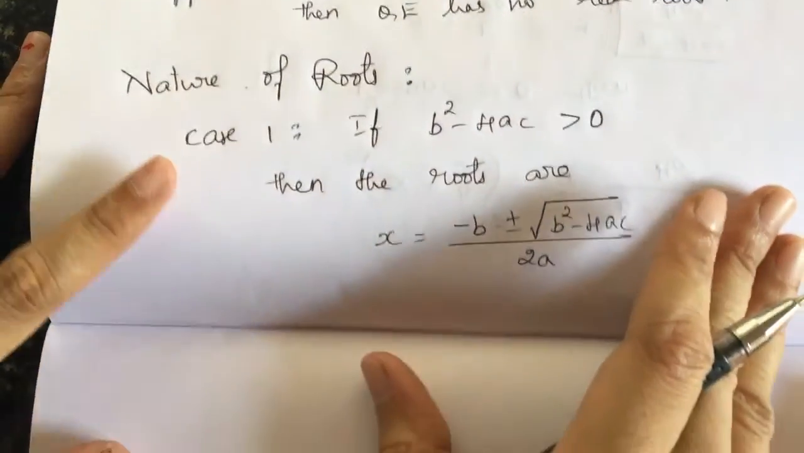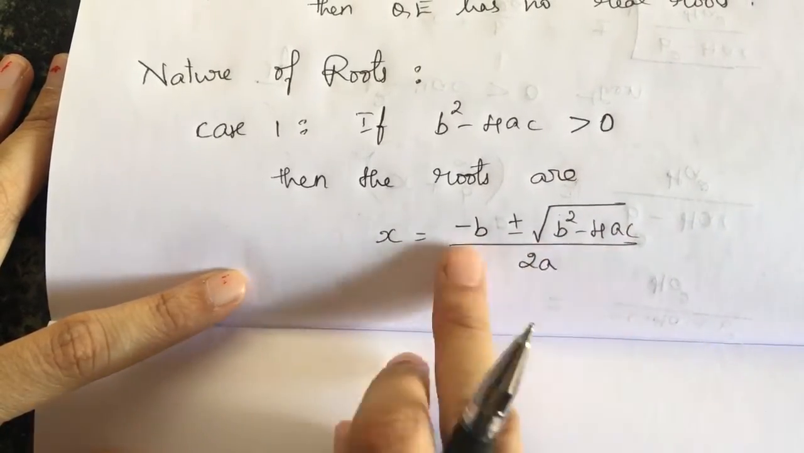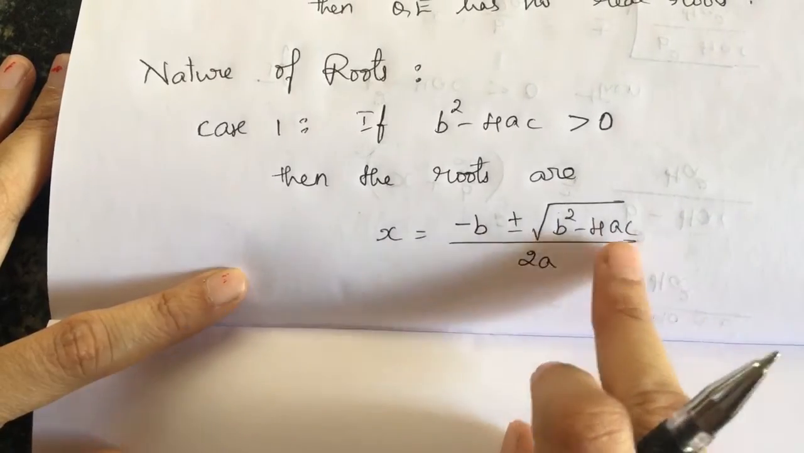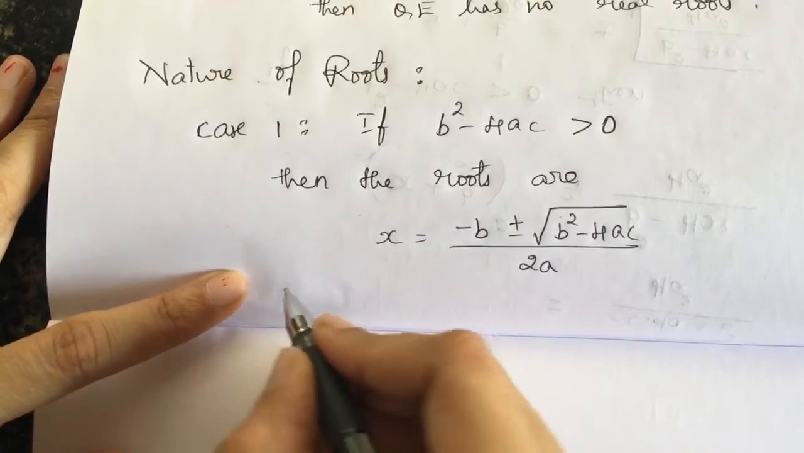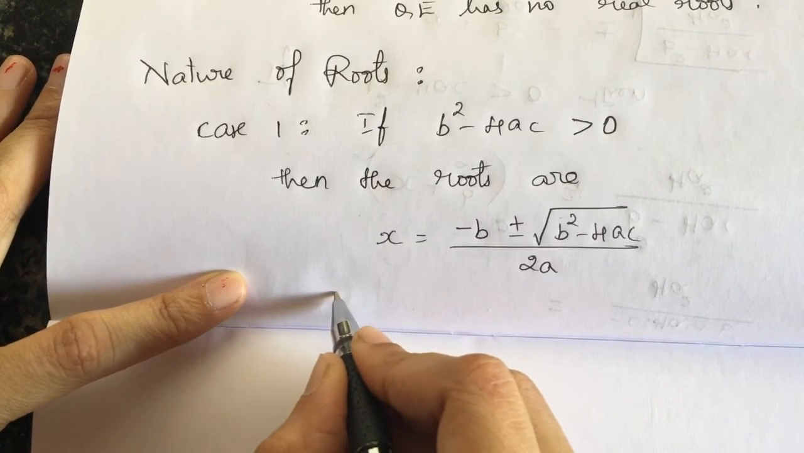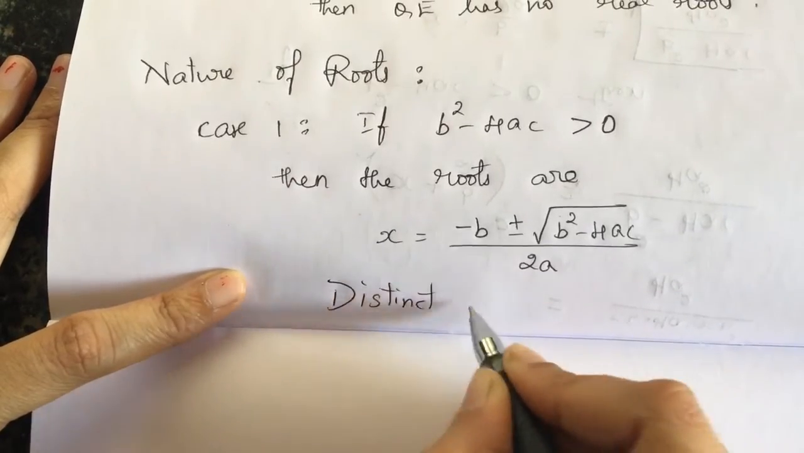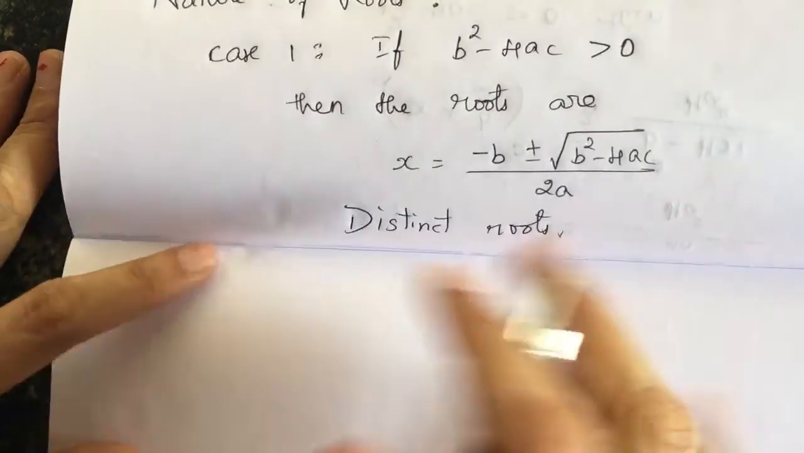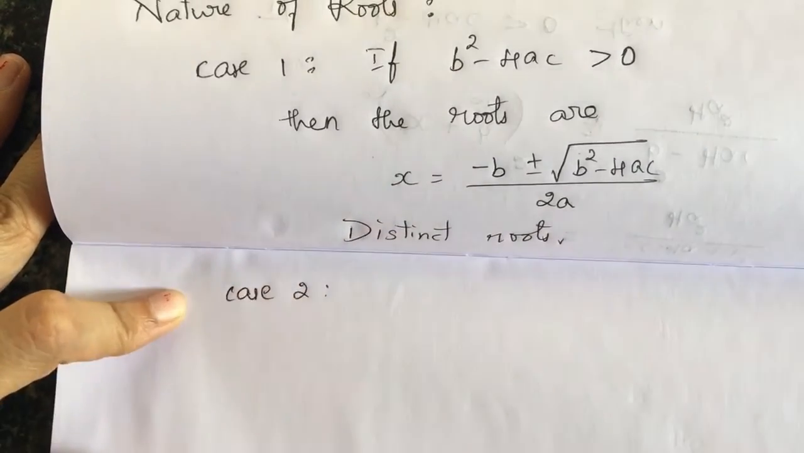The roots are minus b plus root of b square minus 4ac by 2a and minus b minus root of b square minus 4ac by 2a. Of course it has two roots and they are distinct. Then the roots are distinct. You can say it has got distinct roots. I'll explain all this with an example also. We'll take up the second case.